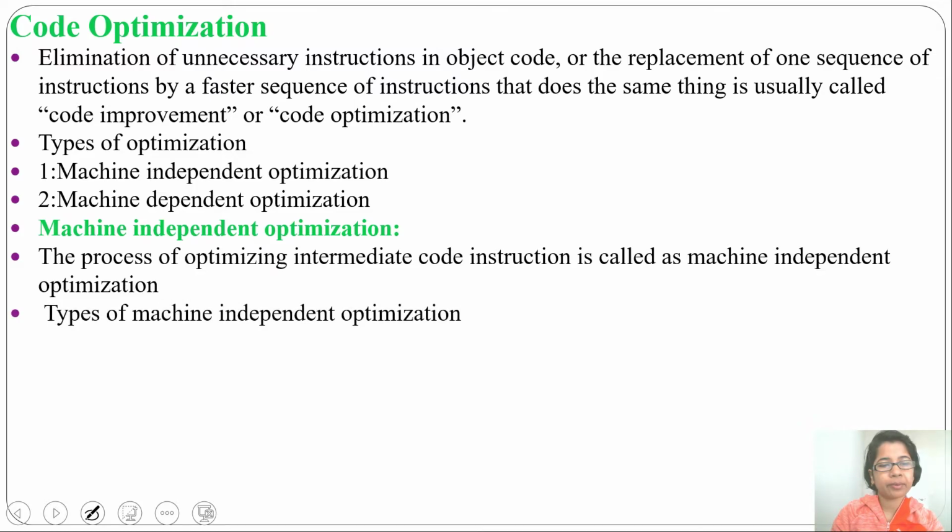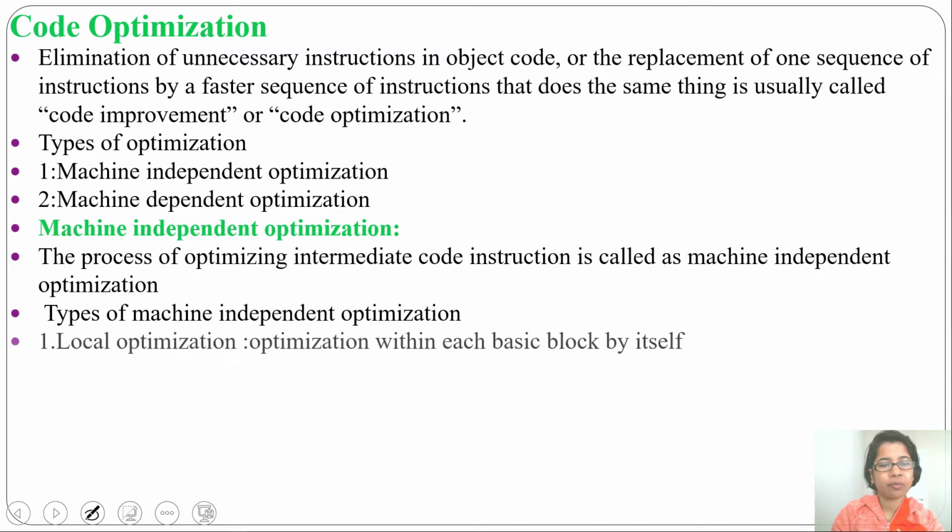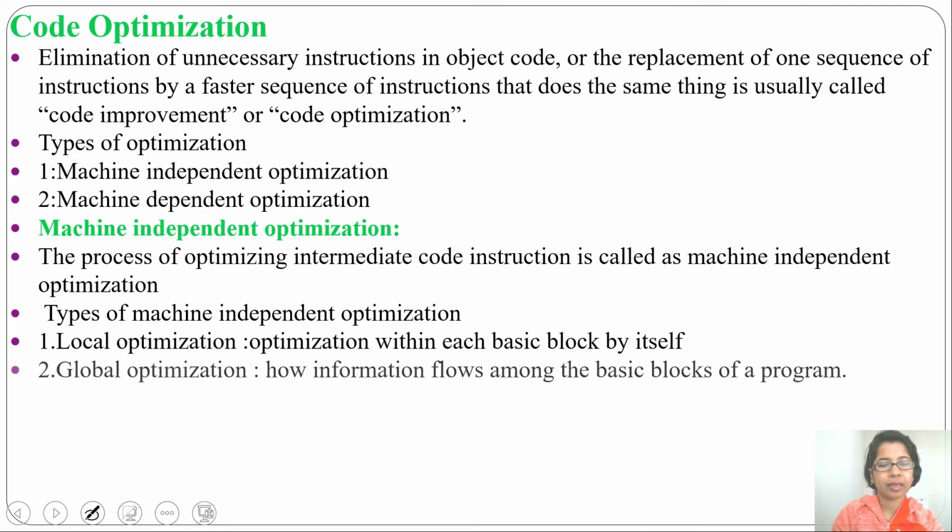There are two types of machine independent optimization. One is local optimization, another is global optimization. What is local optimization? Optimizing within each basic block is called local optimization. Global optimization is about how information flows among the basic blocks of the program, how we can optimize globally at the program level.